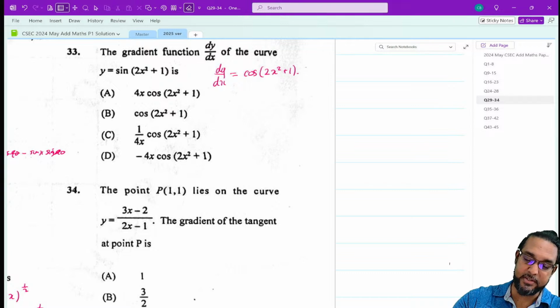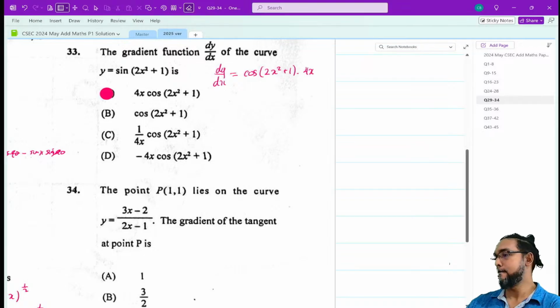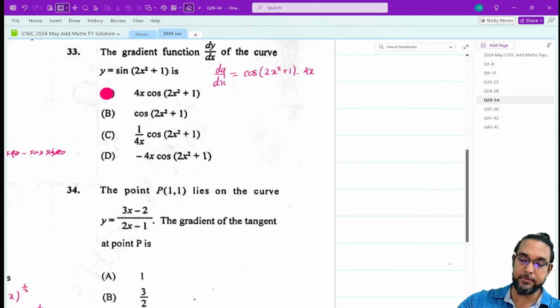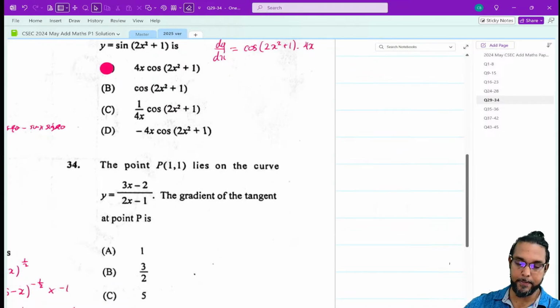Yeah, and the derivative inside of there is just 4x. So 4x by cos of 2x squared plus 1. What year is this? 2024, May 2024, maths paper 1.